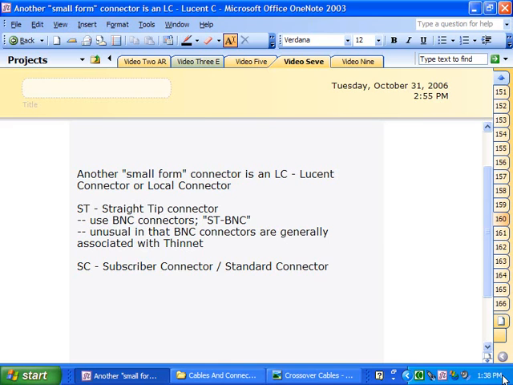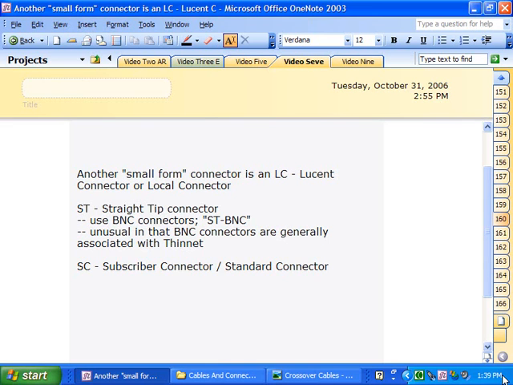And the way you'll see it listed, if you do a Google search on some of these, which I urge you to do so you can see what the different ones look like, is that a lot of vendors put it out there as ST-BNC. And it's unusual because BNC connectors are generally associated with ThinNet, and as I've mentioned, we really don't see much ThinNet anymore. So maybe they just had all those BNC connectors in a warehouse, I don't know. But if you do a search on that, you will see straight tip connectors listed as ST-BNC by most vendors.